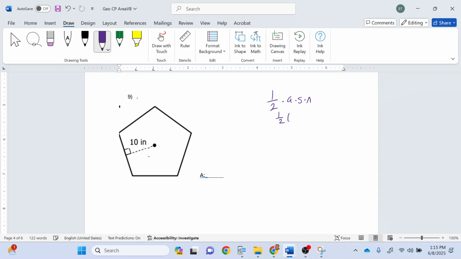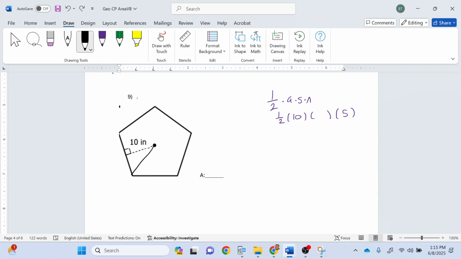So 1/2 times my apothem, which I give you is 10, but now I need the size of the side. At least I know it's a five-sided shape. That makes my life a little easier. So what I need to do is make a right triangle out of this. Now, if I made a right triangle out of this, I need to figure out what this angle is, because I know this is a right angle.